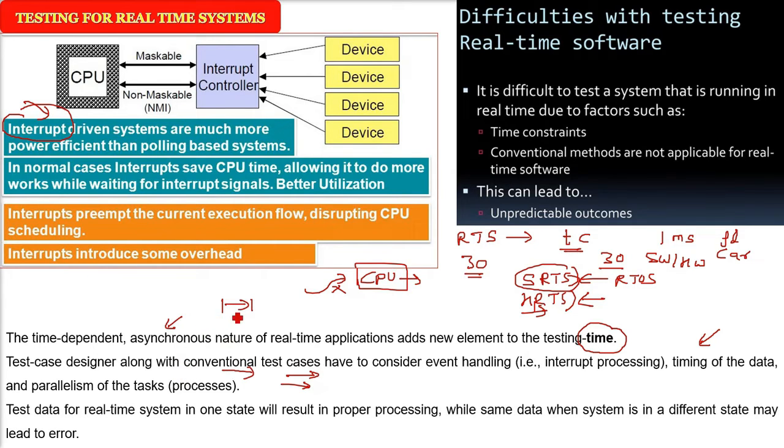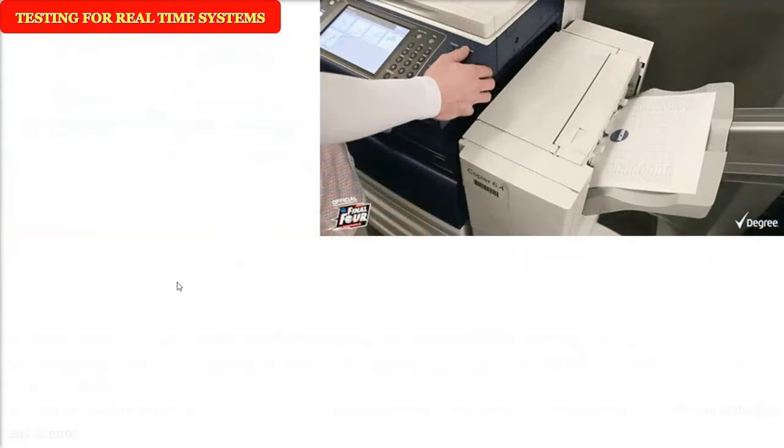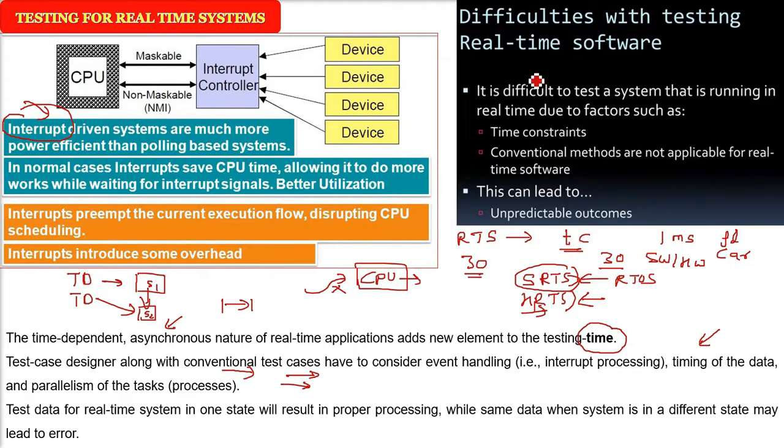Test data for a real-time system in one state may result in proper processing, for example test data at state 1. But the same test data in a different state of the real-time system may lead to an error. This has to be checked and verified. Let me tell you again why it is difficult to test a real-time system: time constraints are there, conventional methods cannot be used directly, and you can get some unpredictable outcomes.